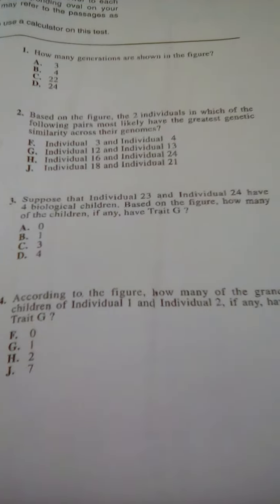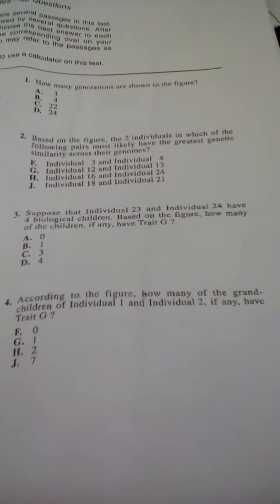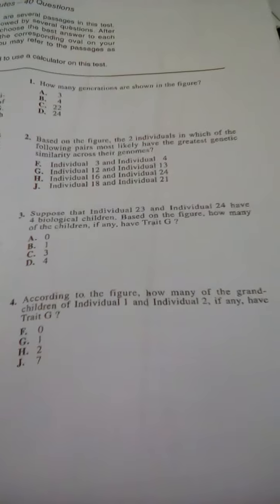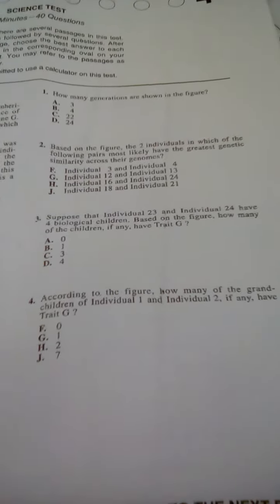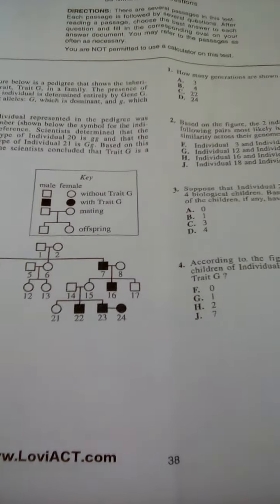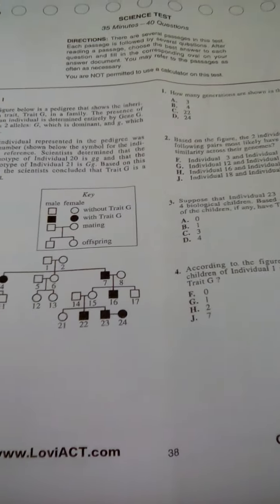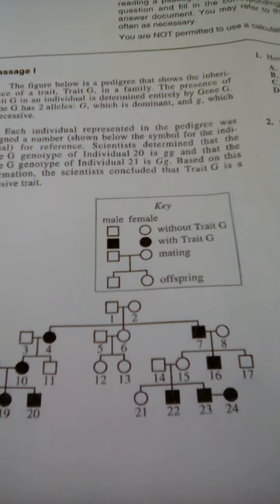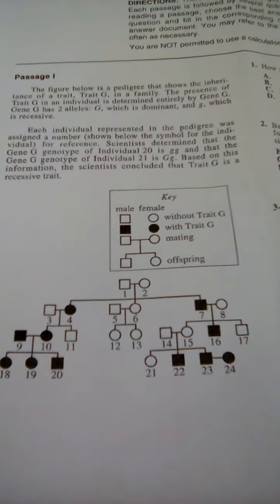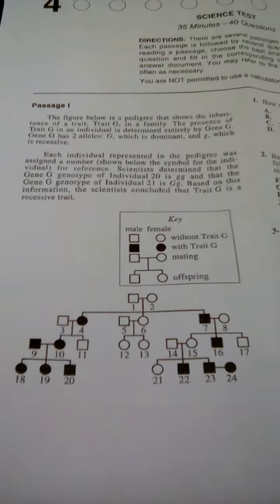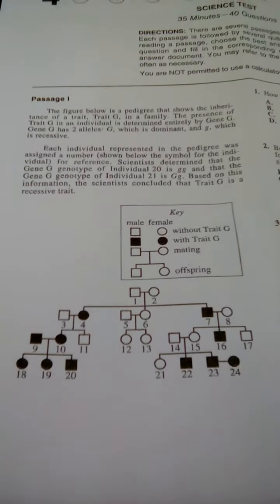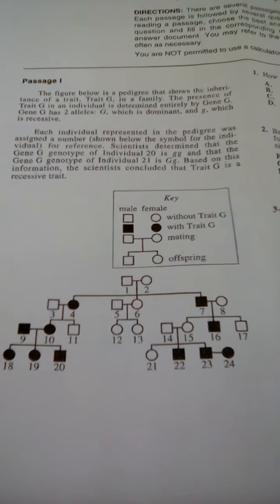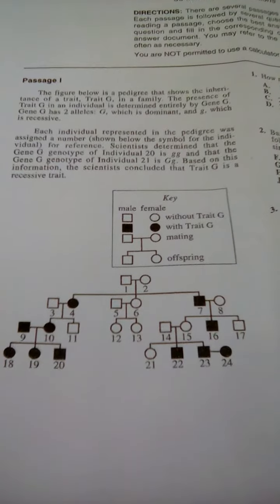4. According to the figure, how many of the grandchildren of individual 1 and individual 2, if any, have trait G? So the answers are 0, 1, 2, and 7. Which of the answers is correct? How many of the grandchildren of individual 1 and individual 2? Line 2 is the children, and then the grandchildren, the next generation after that, is lines 9 through 16. So you see here 3 blacks and 4 whites.